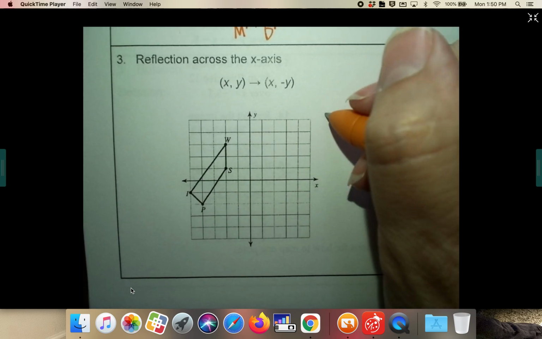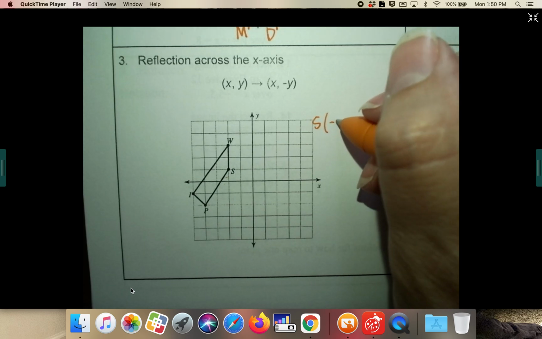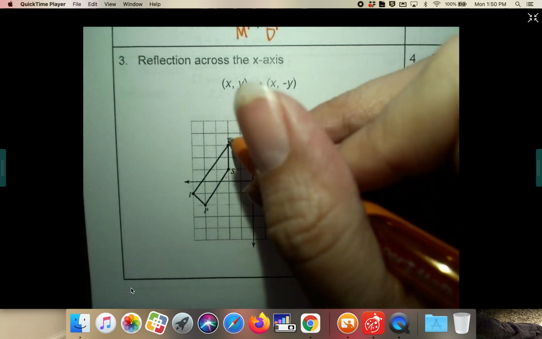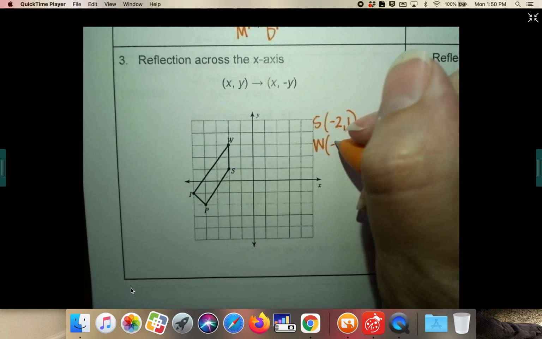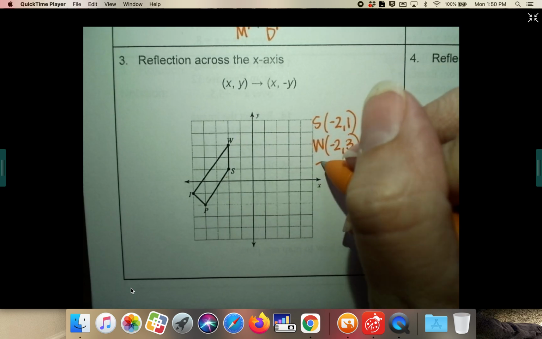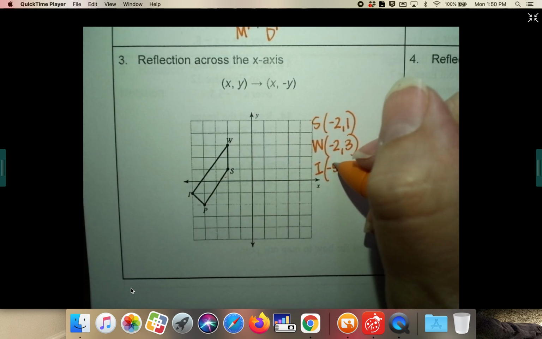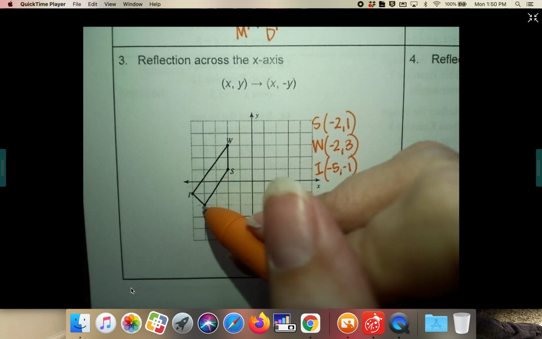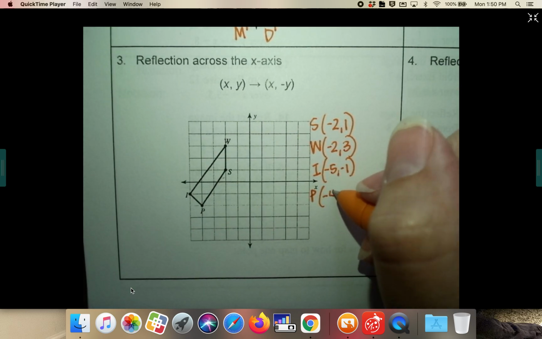So this is a good one maybe to write down our coordinates. So let's write down the coordinates of S. S is -2, 1. W is -2, 3. I is -5, -1. And then P is -4, -2.